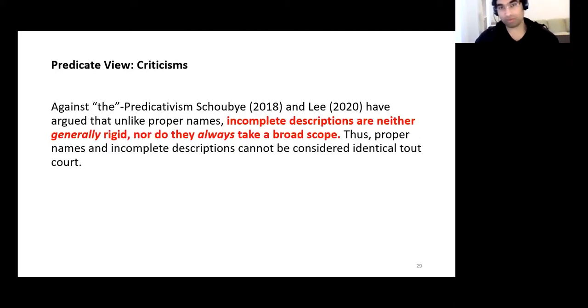So just to quickly go over two of these criticisms against predicativism, Schoubye and Lee have recently argued that unlike proper names, incomplete descriptions are neither generally rigid nor do they always take broad scope. So there's a difference in the behavior of the definite article 'the' when, according to the predicativist, it appears within proper names and when it appears without. And so proper names and incomplete descriptions cannot be considered identical.